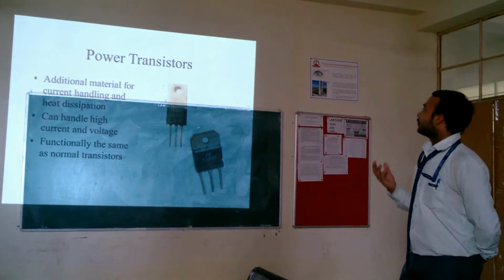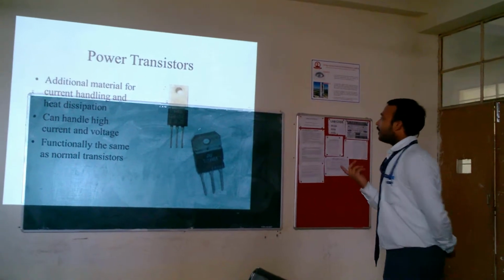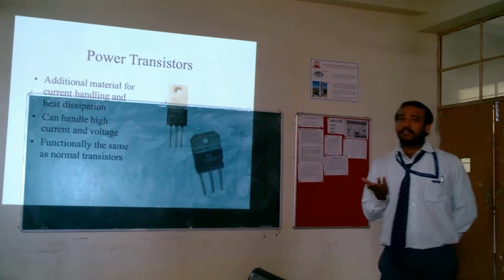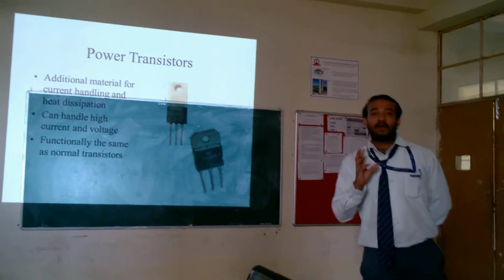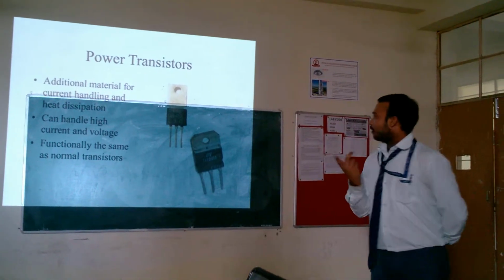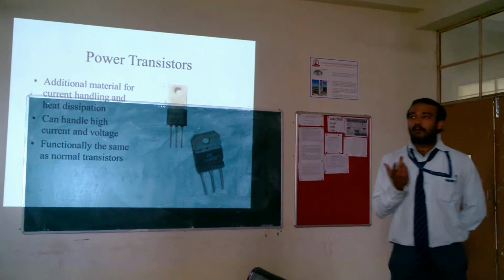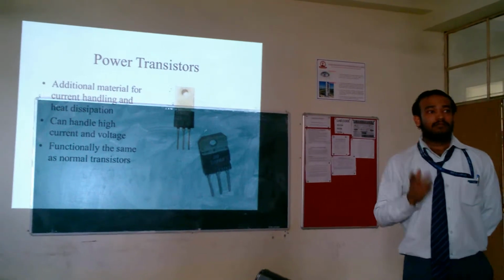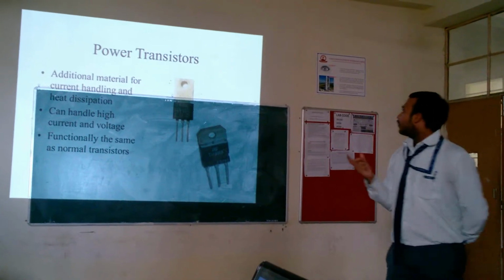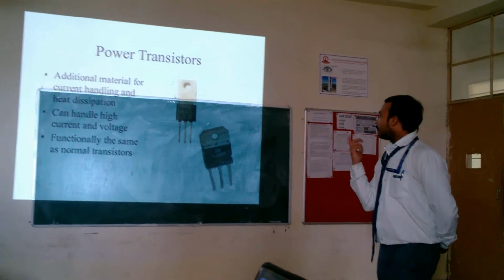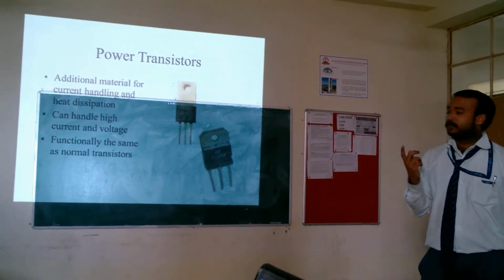Power transistor. A power transistor is designed for current handling and heat dissipation. It can handle high current and voltage. We use power transistors in amplifiers and mainly high-power devices. So the power transistor is a very important part.